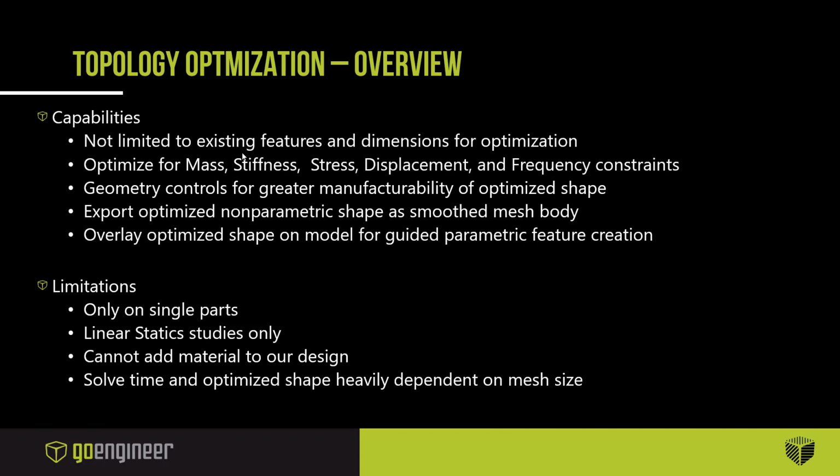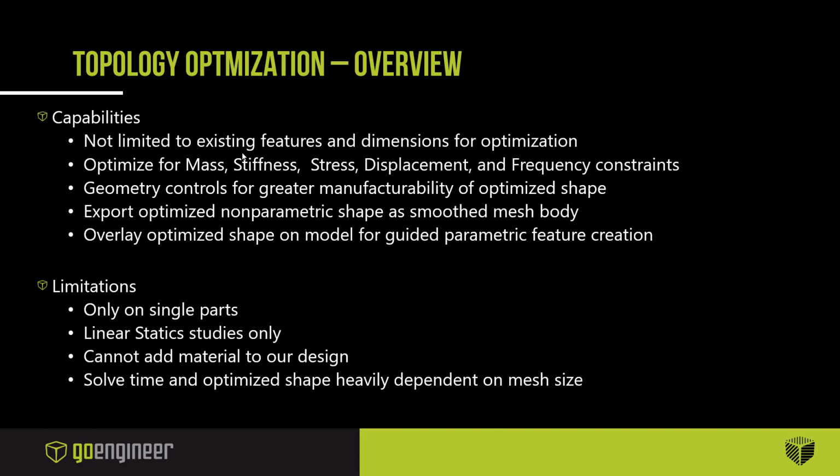In addition, unlike parametric optimization, we're only limited to linear statics for this topology optimization. We can't do anything that involves dynamic loading or nonlinear materials. Linear static only. In addition, the way topology optimization works is that it removes mass from an existing shape. In return, it cannot add material to our design. It cannot add material where there was none.